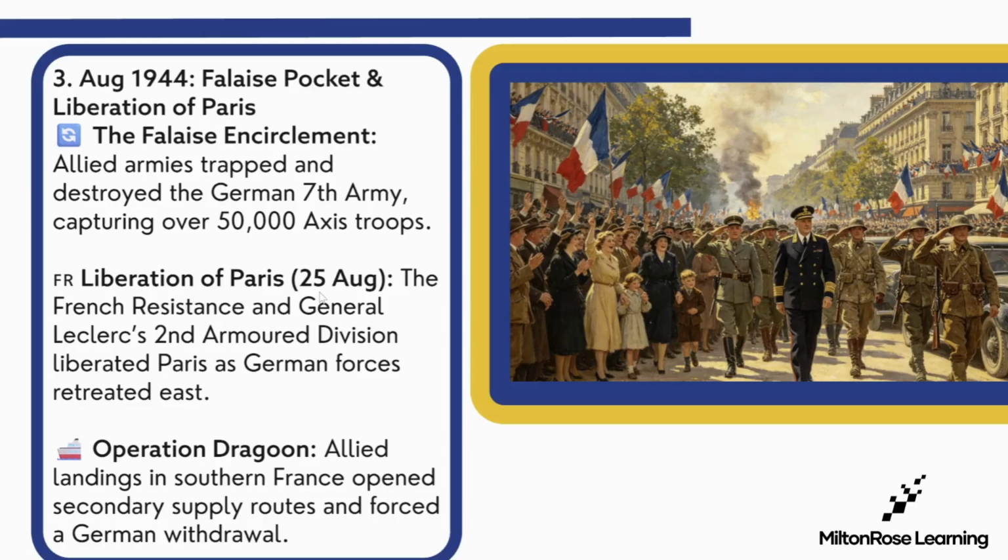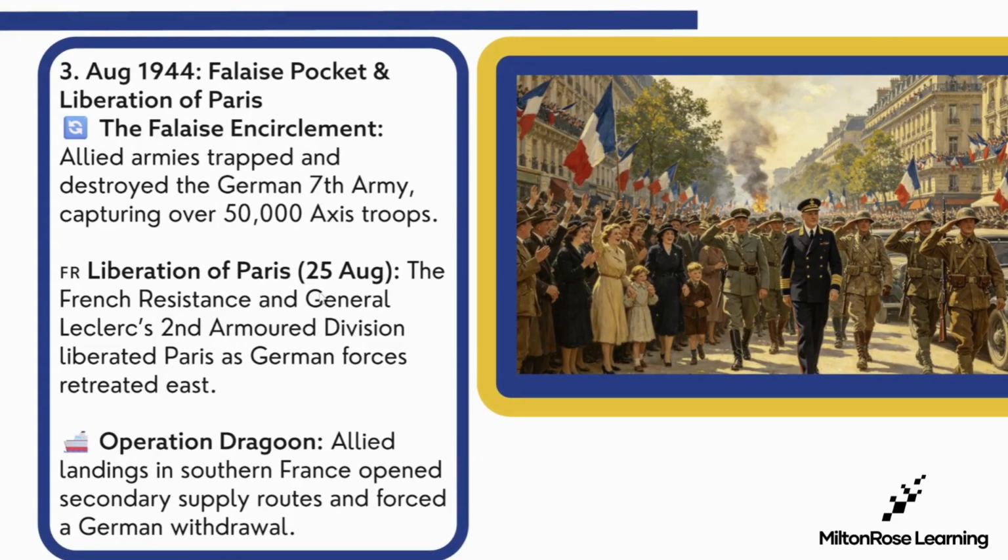The liberation of Paris on the 25th of August, so the French resistance and General Leclerc with the 2nd Armoured Division liberate Paris as German forces start to retreat east. So the French are back in play now.